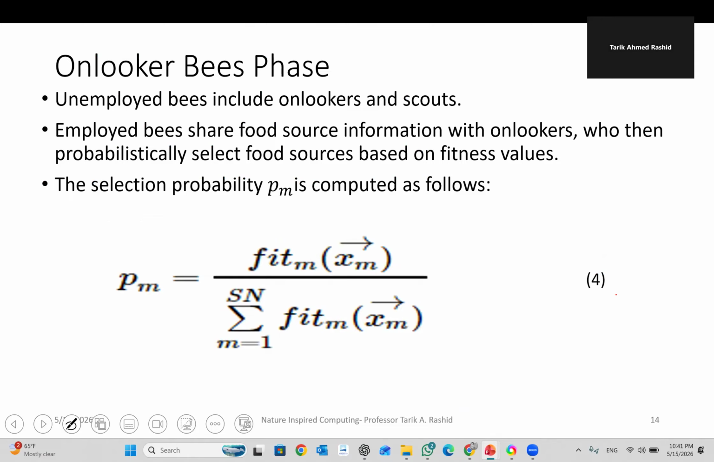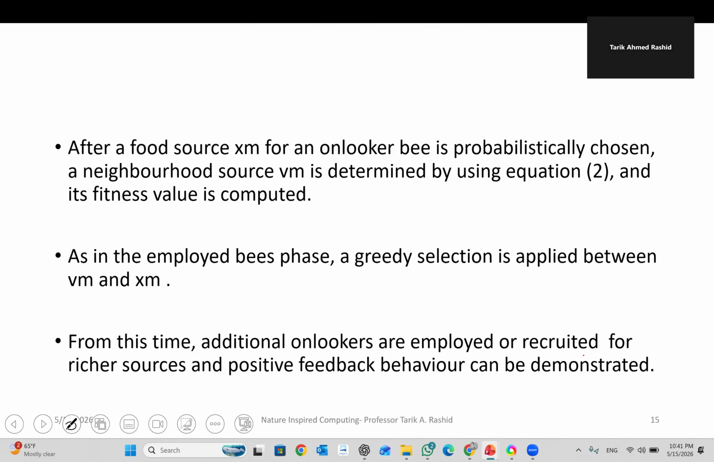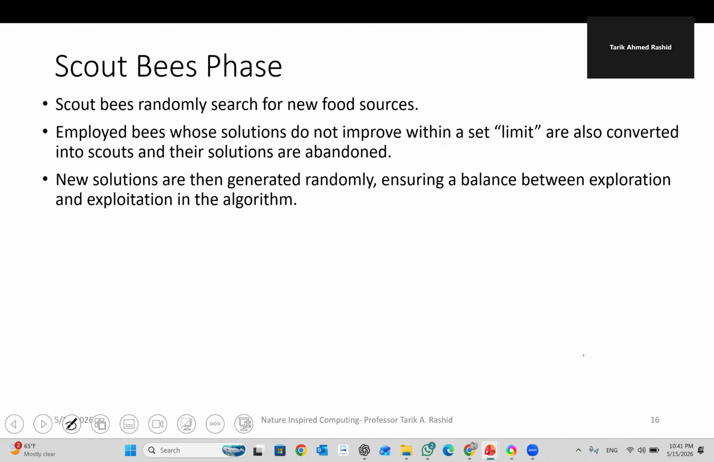Then onlooker bees: unemployed bees include onlookers and scouts. Employed bees share food source information with onlookers, who then probabilistically select food sources based on the fitness function. And here is the equation for how the selection probability is computed for the onlooker bees.